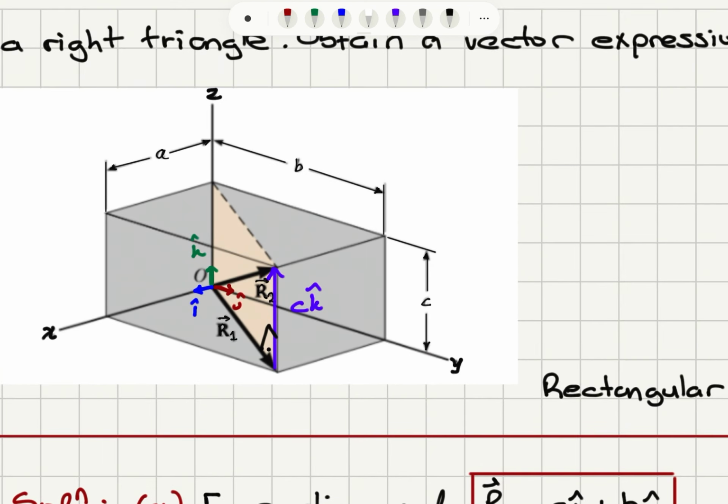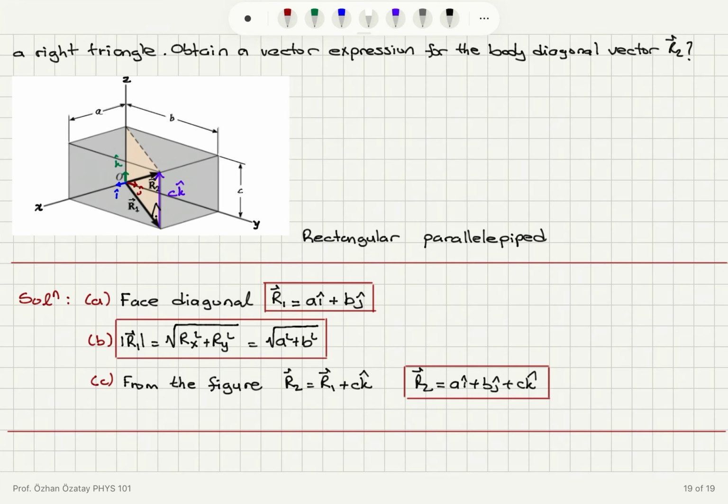So this is our rectangular parallelepiped. You can see I have the unit vectors i hat, j hat, and k hat here. The R1 vector is the face diagonal, so its projection onto the x-axis is a, onto the y-axis is b. Therefore, the R1 vector is a i hat plus b j hat. What is its magnitude? It is the square root of R1x squared plus R1y squared. So this will be the square root of a squared plus b squared.